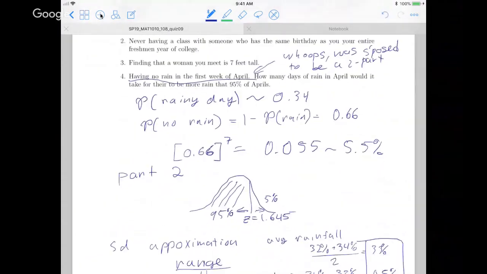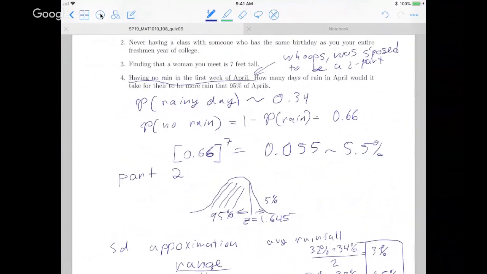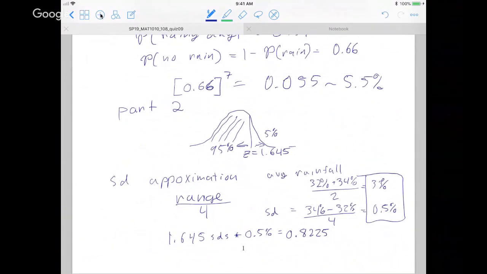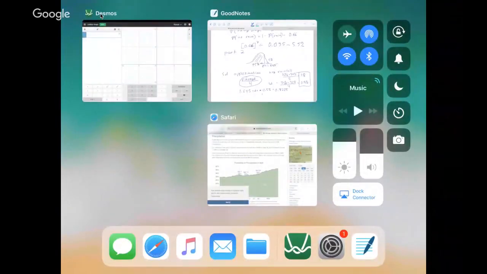The second part of number 4 is to say, how much rain would I have to get for it to be very unusual for Aprils? In this case, we're going to assume a relatively normal distribution, and we're going to take advantage of the standard deviation approximation, range divided by 4. If you look back at the website, somewhere between 32 and 34% of days in April are rainy on average. So the difference is 2%. 2% divided by 4 is 0.5%. Now I just have to figure out how many standard deviations above the norm I have to be for 95% of Aprils to be below me.